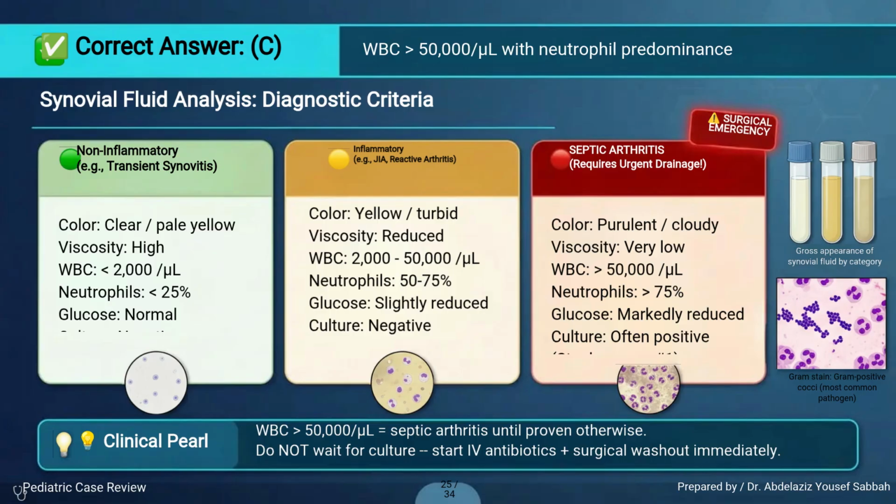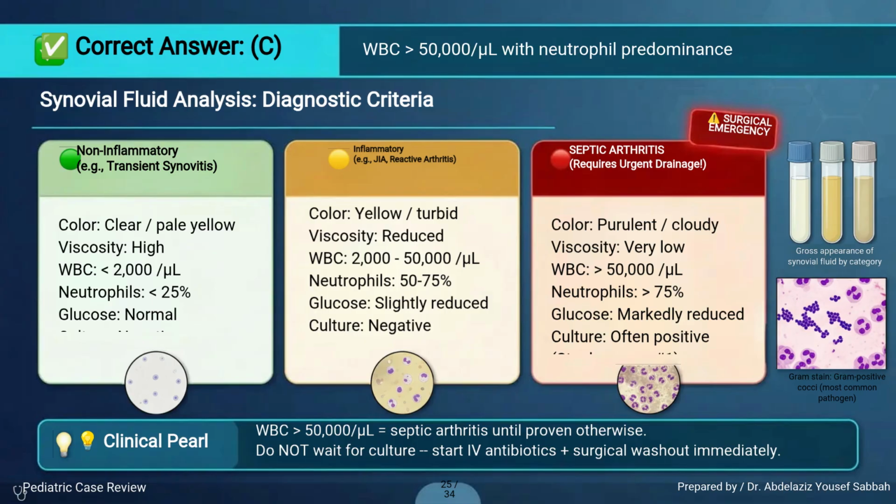Synovial fluid is classified into 3 categories. Non-inflammatory fluid, seen in transient synovitis, is clear or pale yellow with high viscosity. White blood cell count below 2,000 per microliter, neutrophils below 25%, normal glucose, and negative culture. Inflammatory fluid, seen in juvenile idiopathic arthritis and reactive arthritis, is yellow or turbid with reduced viscosity. White blood cell count between 2,000 and 50,000 per microliter, neutrophils 50 to 75%, slightly reduced glucose, and negative culture.